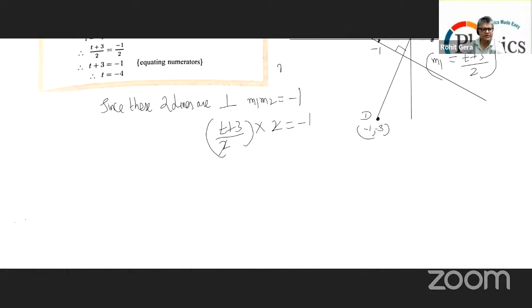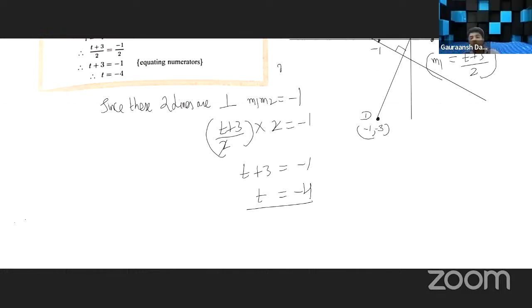So t plus 3 is equal to minus 1 and t is equal to minus 4. So I'm able to find the y coordinate of the first line itself.